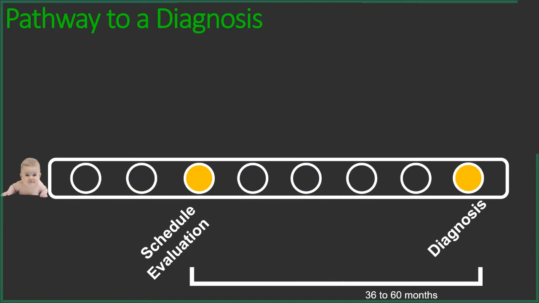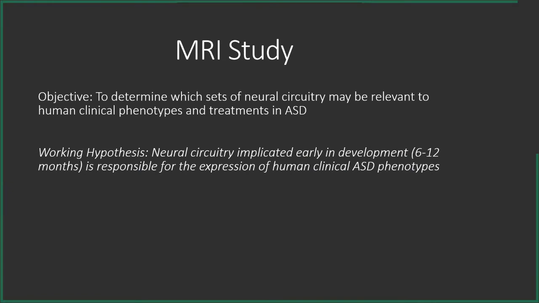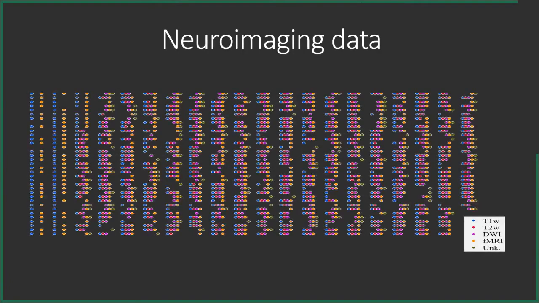So, is there a better way to diagnose autism? That's really what we have set out to do with our MRI experiments. The objective is to determine which sets of neurocircuitries may be relevant to the human clinical phenotype in autism, and how that can predict treatments. The working hypothesis is that the neurocircuitry that we identify early in development is responsible for the expression of the human clinical ASD phenotypes.